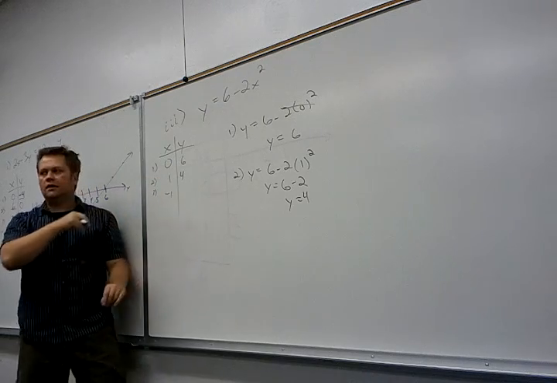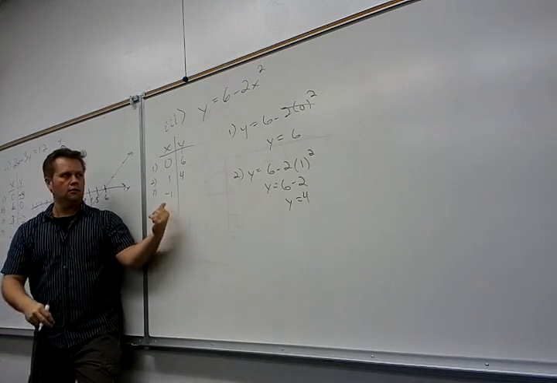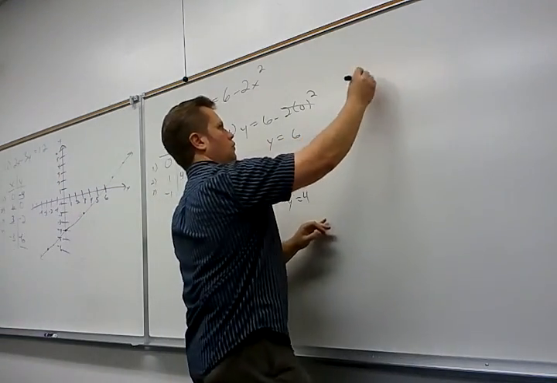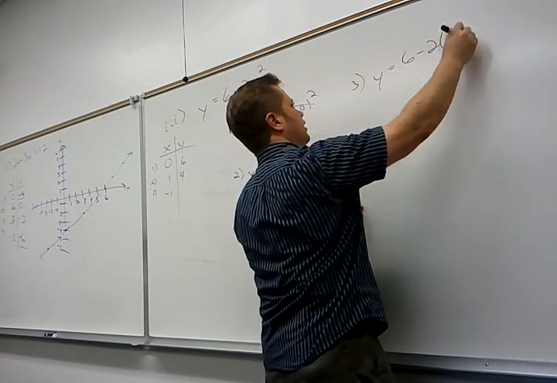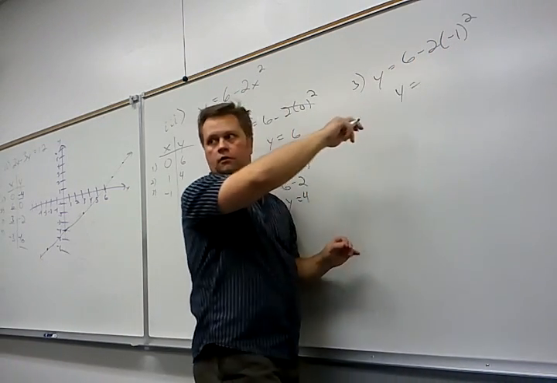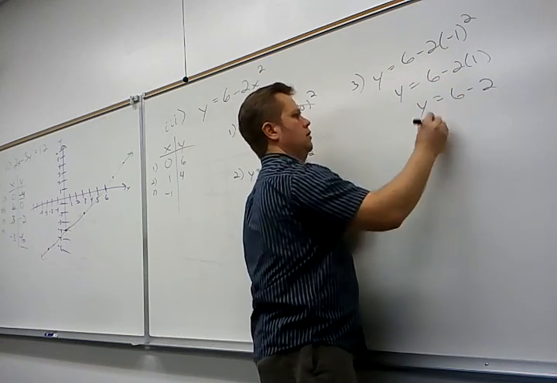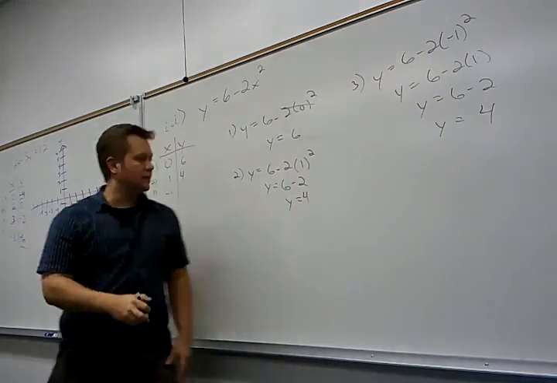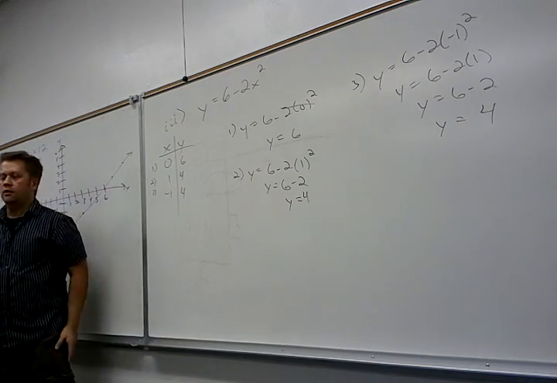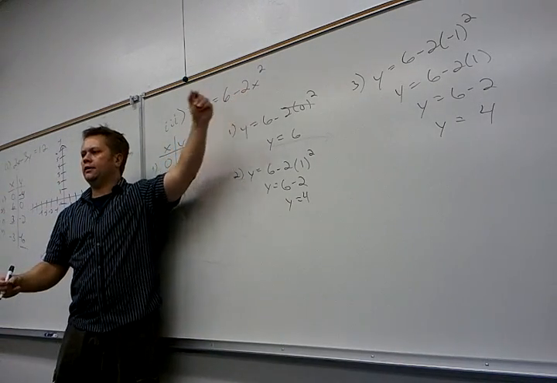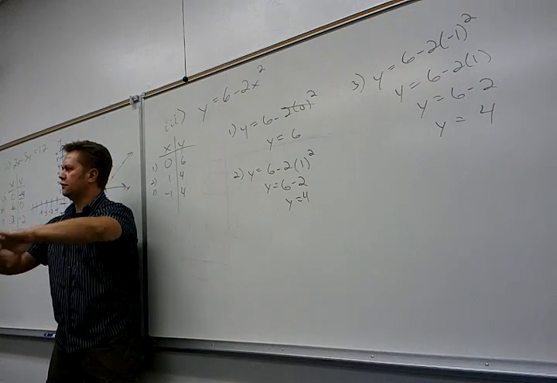Now watch this interesting thing that happens at negative 1. y equals 6 minus twice negative 1 squared. What's negative 1 squared? 1. 2 times 1 is 2. 6 minus 2 is 4. I get the same thing, because the equation is squaring the x. So it doesn't care if x is positive or negative.